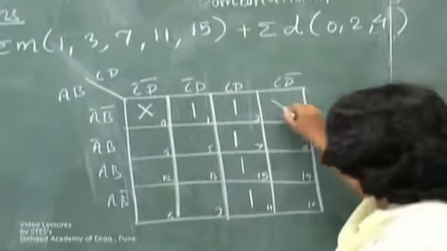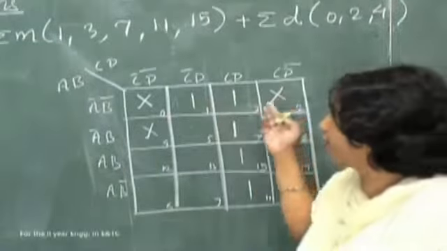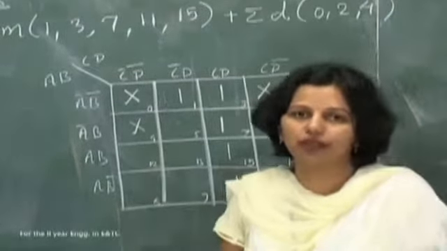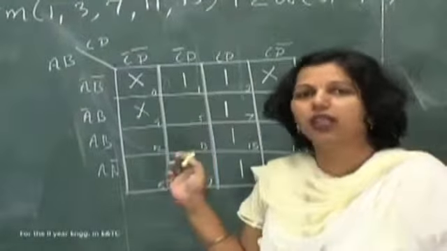Then at 2, then at 4. These don't care conditions are nothing but it could be anything, 0 or 1. So these conditions are very much utilized for the coupling or pairing with the ones. So here one quad can be formed, okay, and here one pair will be there.